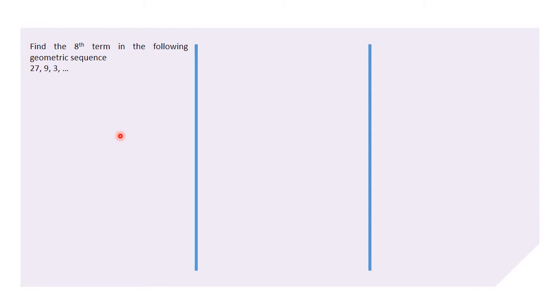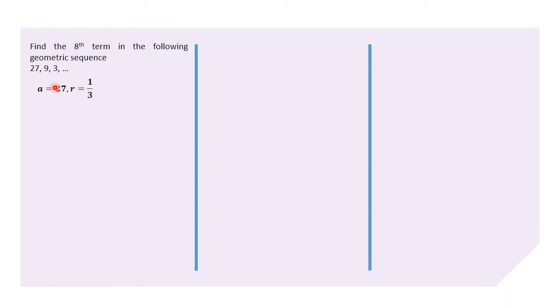Welcome to Easy Math. In this lesson, we're going to be attempting some practice questions surrounding the nth term of a geometric sequence. And so as we begin, we have the question before us where we're told to find the eighth term in the following geometric sequence: 27, 9, and 3.